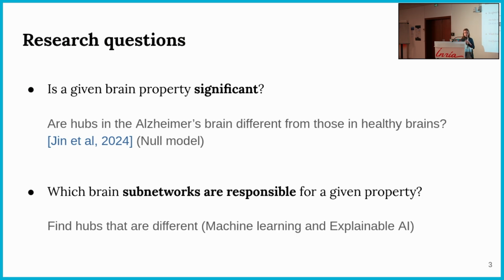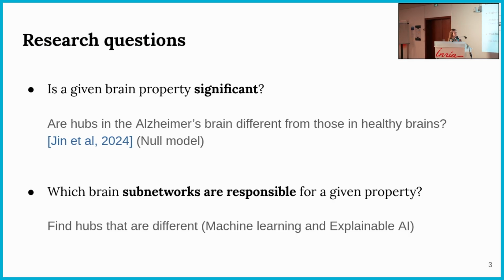So the first one is the question: is a given brain property statistically significant? An example of this question is, given Alzheimer's and healthy brains, which hubs are different? So hubs are different between the brain of Alzheimer's patients and healthy people.